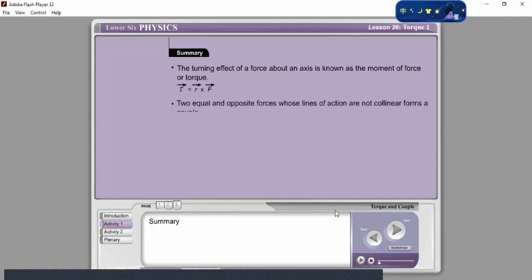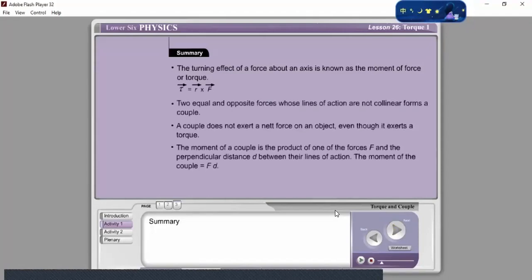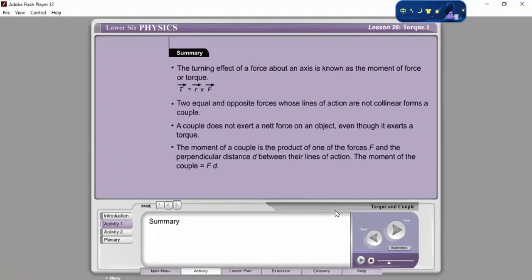Summary. The turning effect of a force about an axis is known as the moment of force or torque. Tau equals R cross F. Two equal and opposite forces whose lines of action are not collinear form a couple. A couple does not exert a net force on an object, even though it exerts a torque. The moment of a couple is the product of one of the forces F and the perpendicular distance d between their lines of action. The moment of the couple equals Fd.